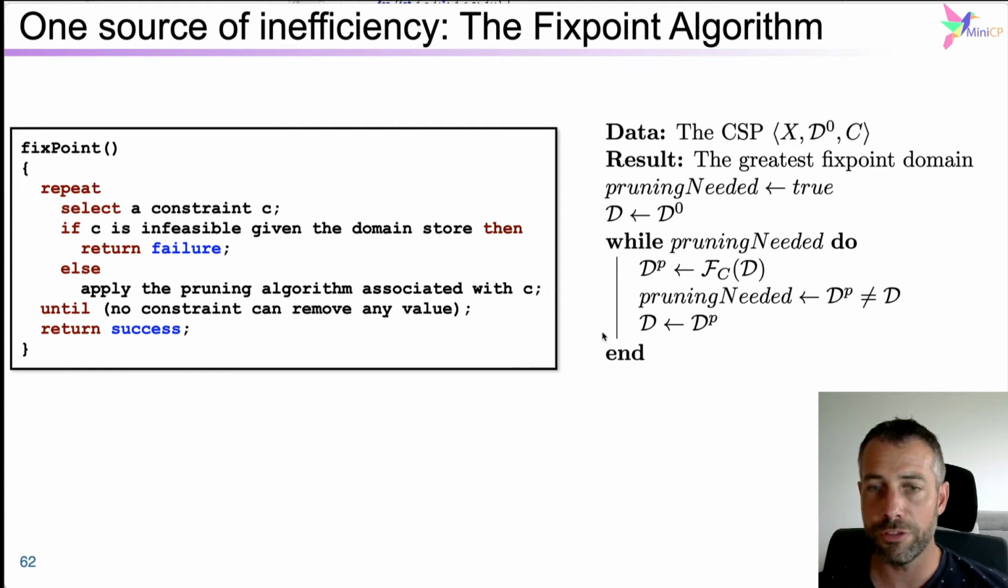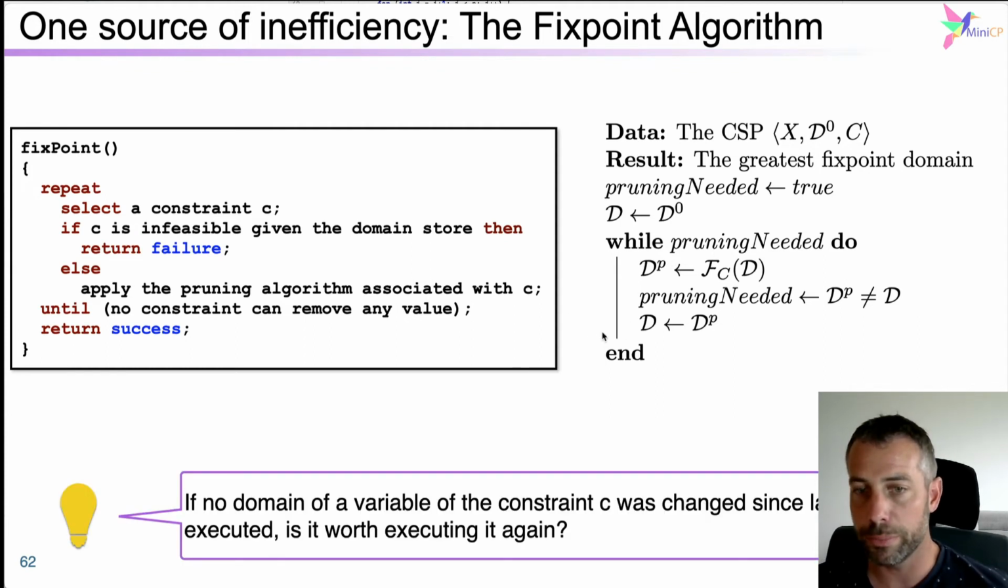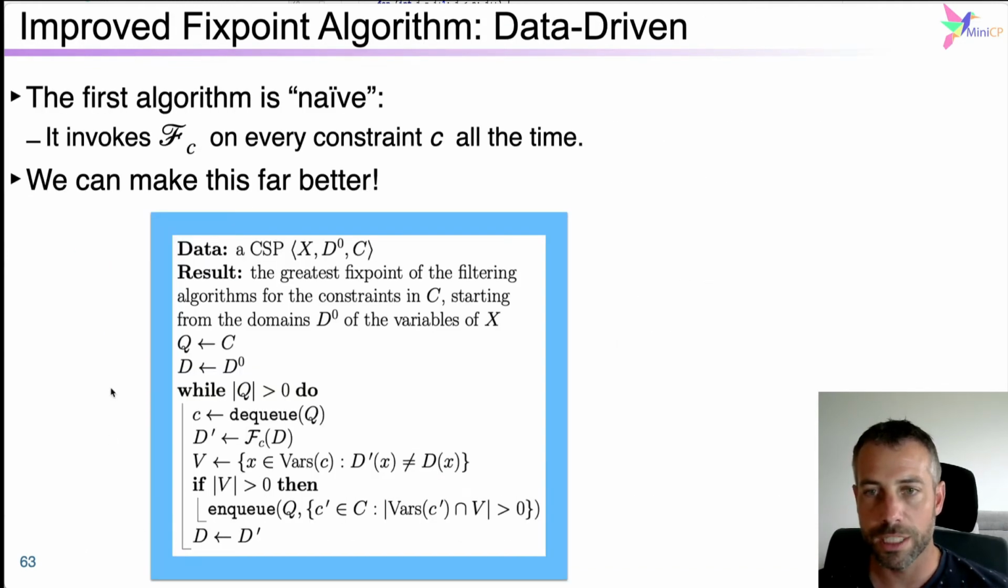So that's pretty inefficient. And an idea that we might come up with is that if the domain of a variable involved in a constraint didn't change, probably it's not such a good idea to execute that constraint again. And so if we take advantage of that idea, we can come up with a new filtering fixed point algorithm that will do exactly that. But we need one additional data structure, which will be the propagation queue. The propagation queue, denoted by Q here, holds all the constraints that still need to be propagated. As long as the queue is not empty, you pick one constraint in that queue, that's the constraint C, and you apply the filtering algorithm of that constraint.